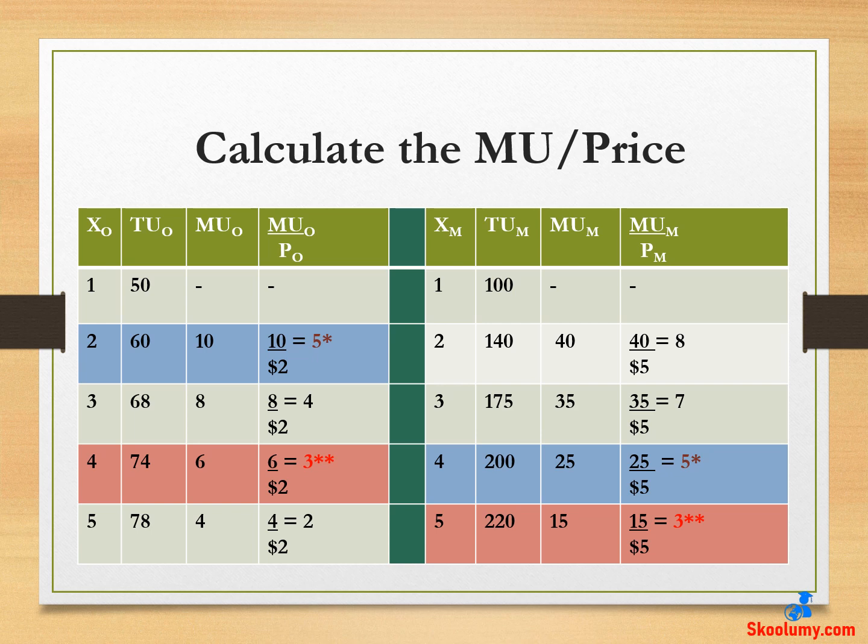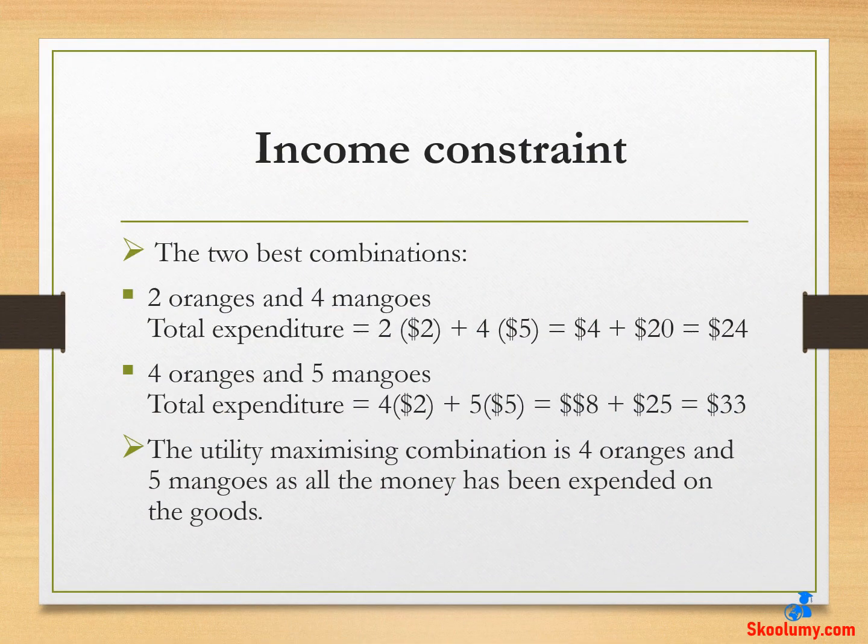The next step is to select the combination that gives expenditure equal to the total income of the consumer. The first option of 2 oranges and 4 mangoes gives a total of $24. That is 2 times 2 plus 4 times 5. The second combination gives a total of $33. It is 4 times 2 plus 5 times 5. The optimal solution is 4 oranges and 5 mangoes. The expenditure on this option is equal to the total income of the consumer, $33.